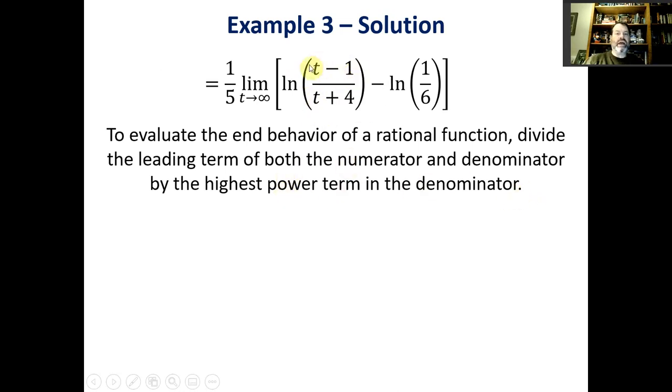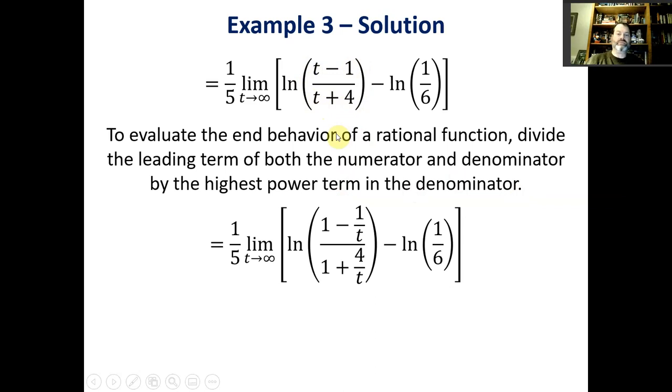So we're going to divide everything in here, in both of these, numerator and denominator, by the highest power in the denominator. So we're going to divide everything by t. So this is going to be 1 minus 1 over t, over 1 plus 4 over t. We just divide everything through by t.